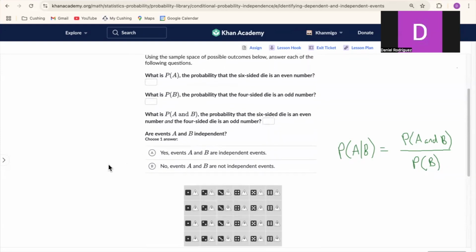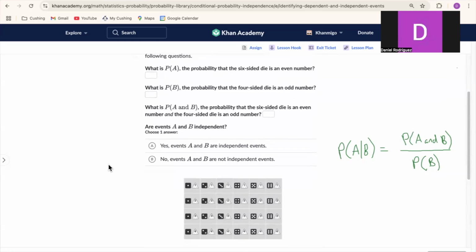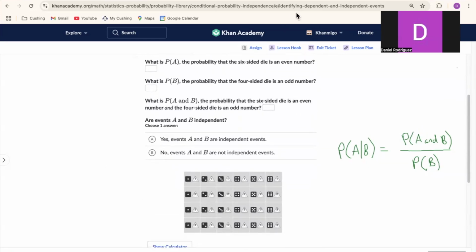So the question is, let me go down. So this is what's happening. We're rolling a six-sided die and a four-sided die, and this is showing the sample space, or all the possible outcomes. And what we're going to do is probability A. So what is the probability the six-sided die is an even number? That's just an overall simple probability question.